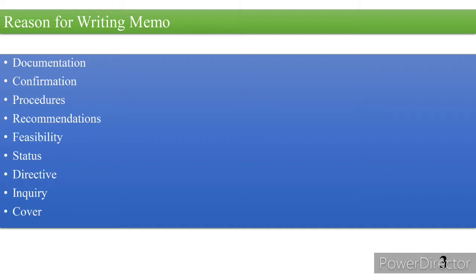An important thing to remember is memos usually are copied. Copied means CC, complimentary copies to many readers, because the reason is to disperse the information among various sections and people working in different sections of the organization.